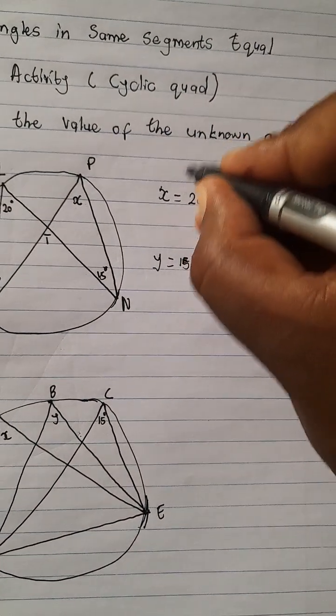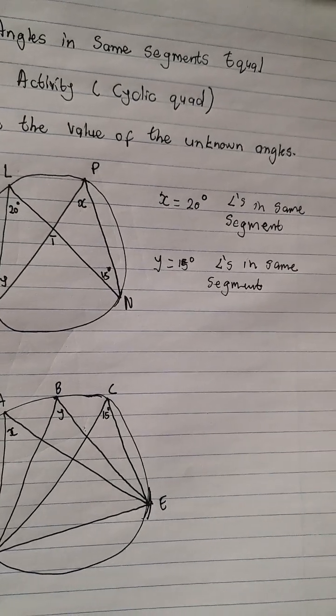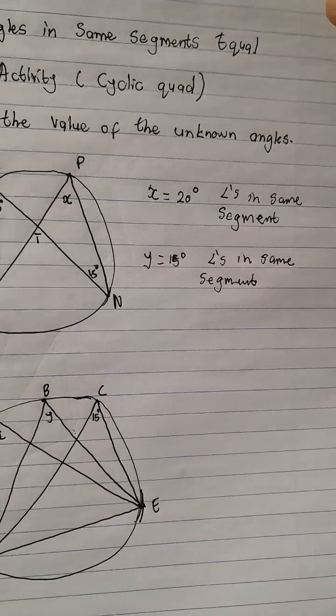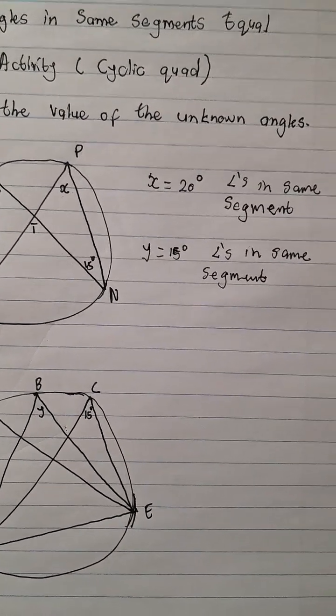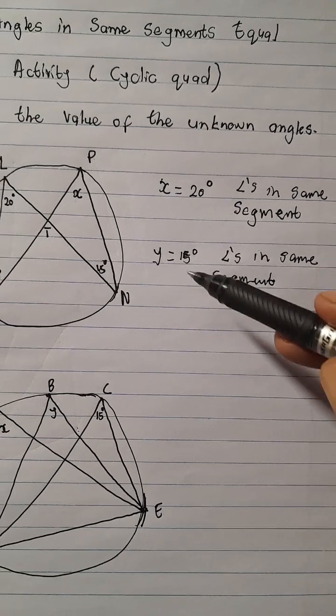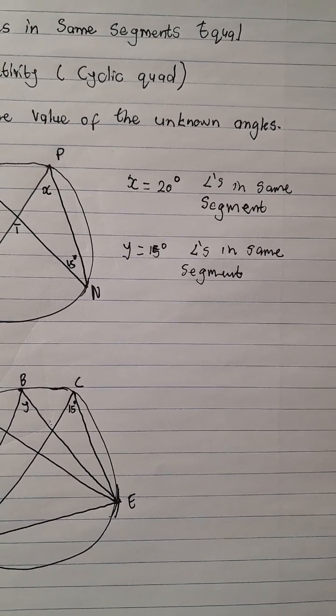Yes, so this is a statement and this is a reason. So if it was 4 marks, I would have gotten it. I will have 1 mark for statement, 1 mark for reason, 1 mark for statement, and 1 mark for reason.